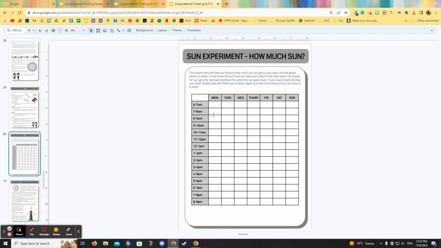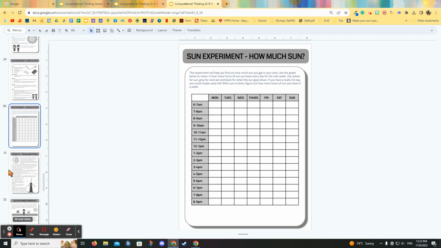So they're going to use this graph over here to record the level of sun at different times of the day. And they can decide if they want to record it using pictures or maybe percentages or a rating from 1 to 10. So they can decide, as long as they're using the same scale for the whole week, how exactly they want to record it. So they're looking at how many hours of sun they have during the week.